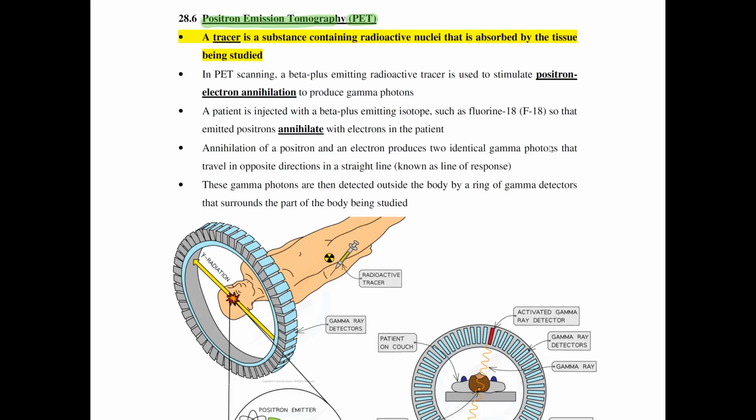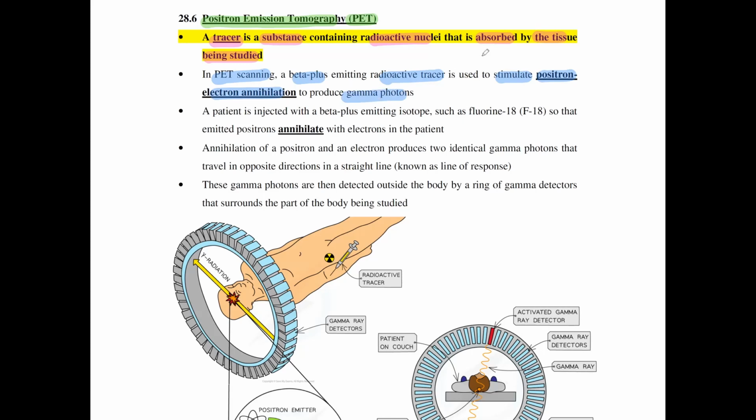Now in PET scanning, you need to use something called a tracer in order to generate an image. A tracer is just a substance containing radioactive nuclei that is absorbed by the tissue being studied. So in PET scanning, a beta plus emitting radioactive tracer is used to stimulate positron electron annihilation in order to produce gamma ray photons.